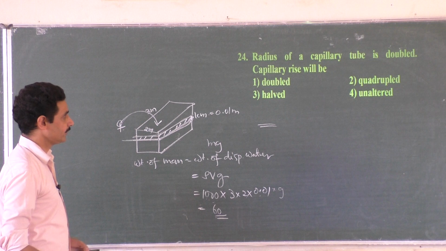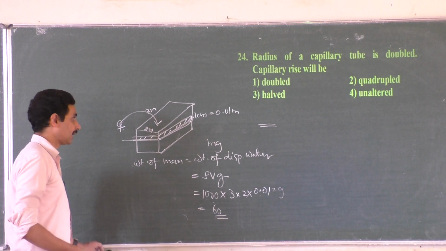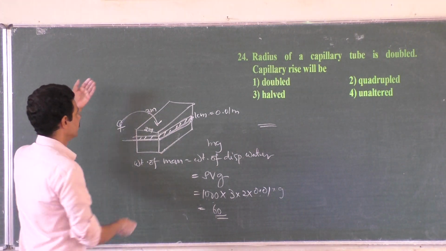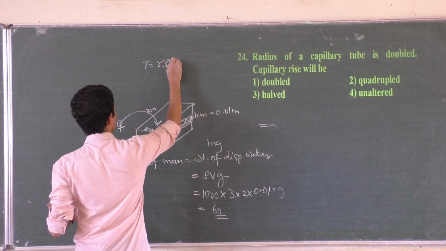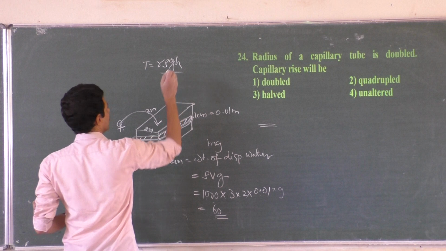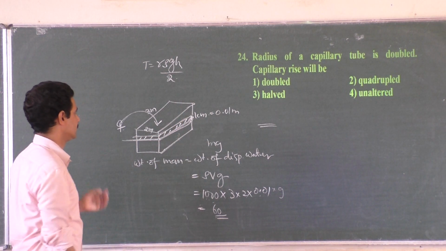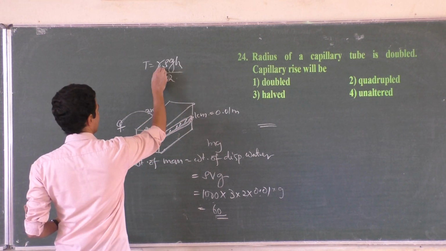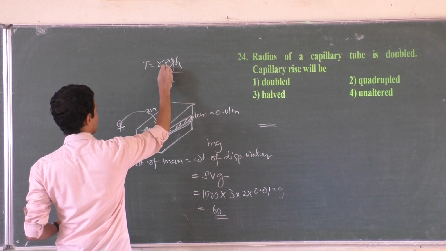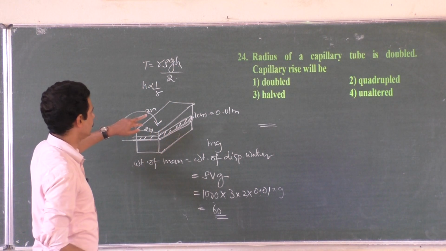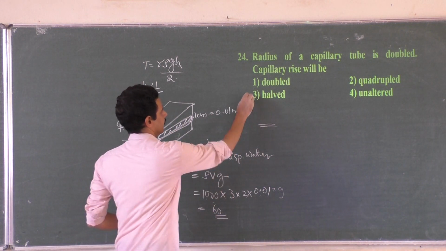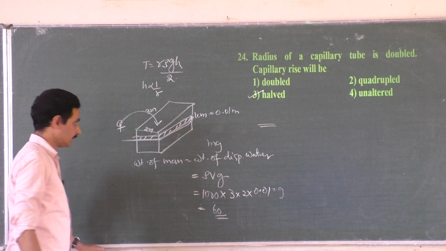24. The radius of a capillary tube is doubled. Capillary rise will be? How is the radius and capillary rise related? Surface tension is equal to R rho g h by 2. What is h? It is the same water, and h is inversely proportional to R. If the radius is doubled, the height is halved, right? Third option.